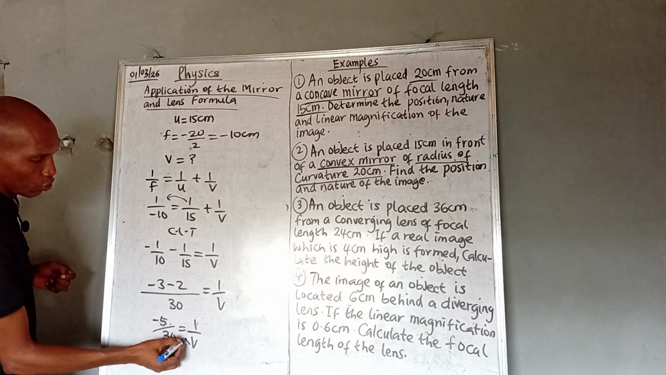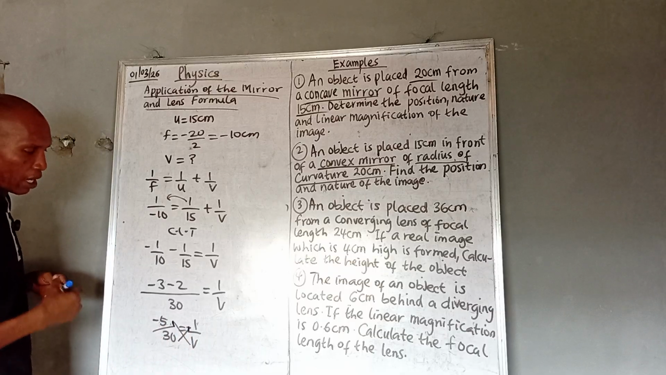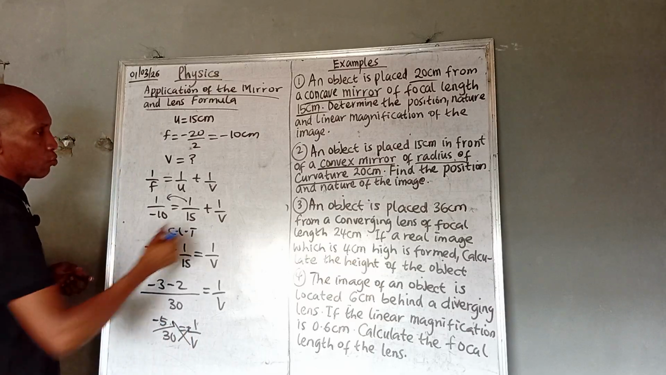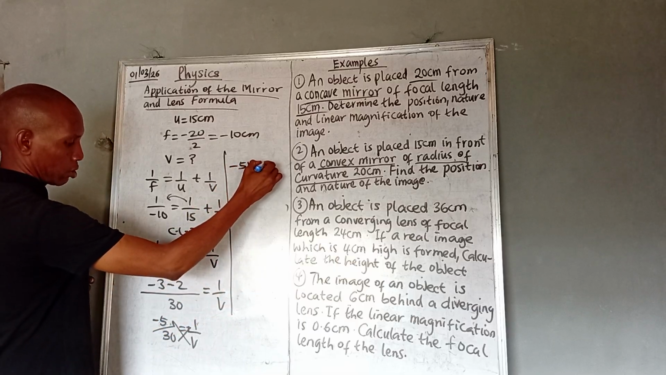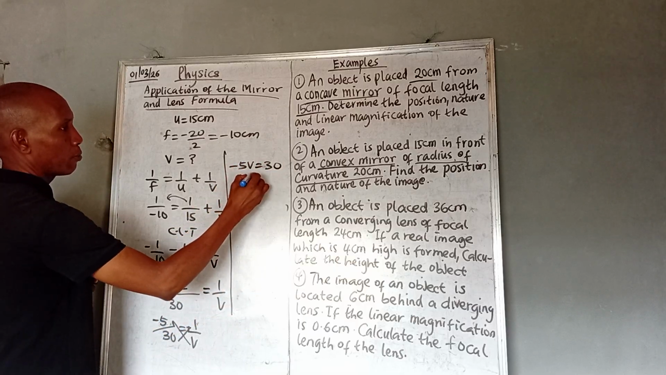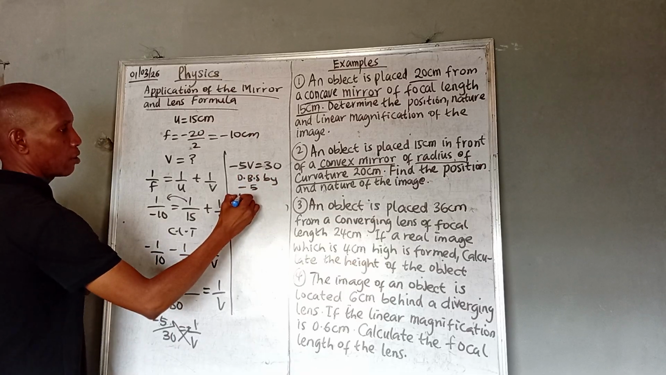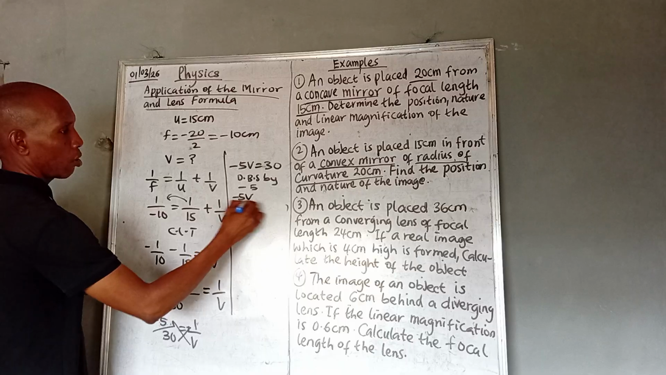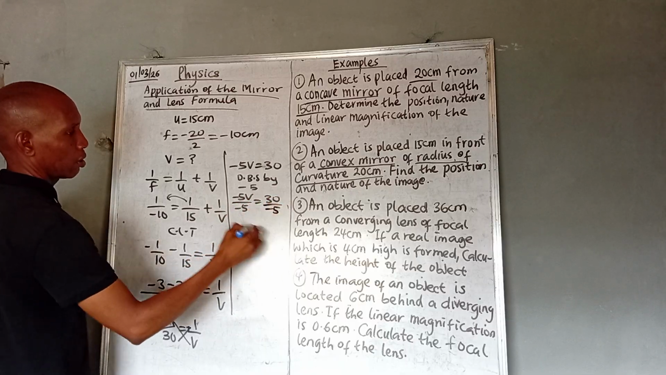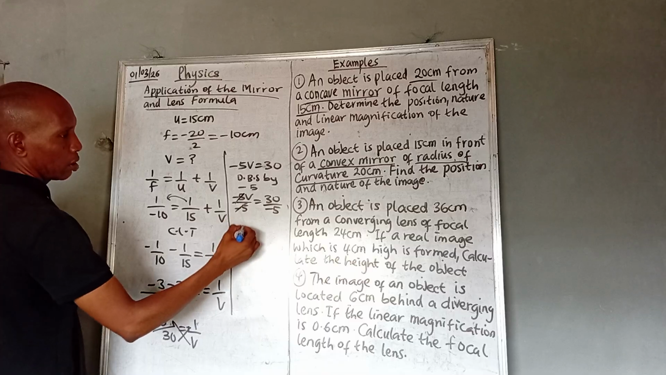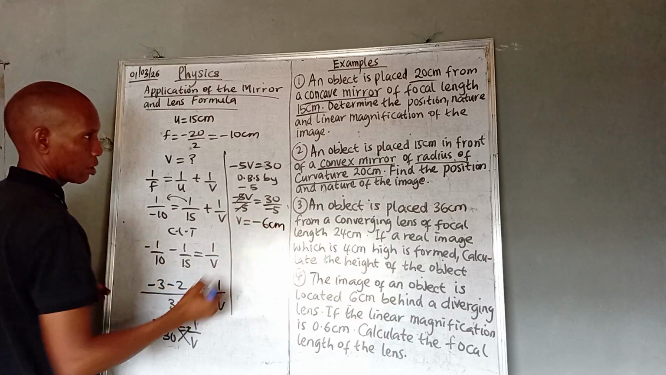Then we have to cross multiply. If we cross multiply, this is what we're going to have. We're going to have minus 5v is equals to 30. Then we divide both sides by minus 5. You have minus 5v all over minus 5 is equals to 30 over minus 5. So if we cancel out, we are going to have minus 6 centimeters.